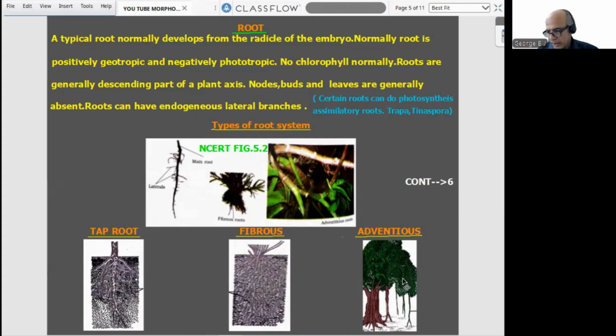And here is the diagram. This is the typical NCERT diagram showing taproot, fibrous root, and adventitious root. Below it, these two are from the old NCERT: taproot, then fibrous root, followed by adventitious root.